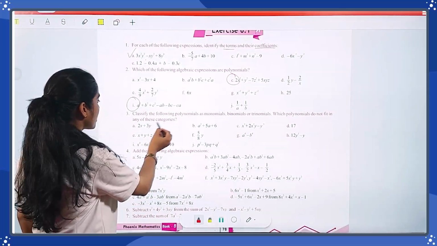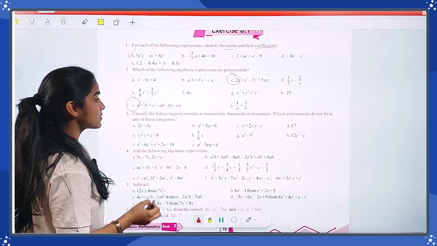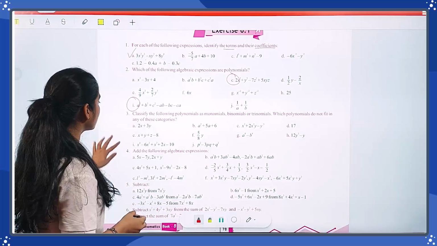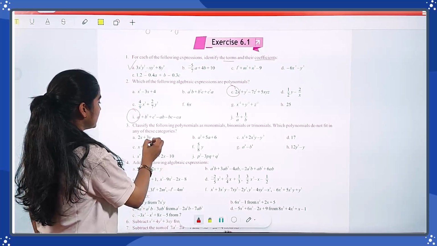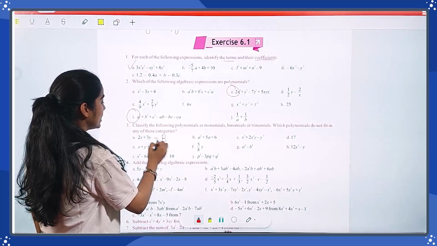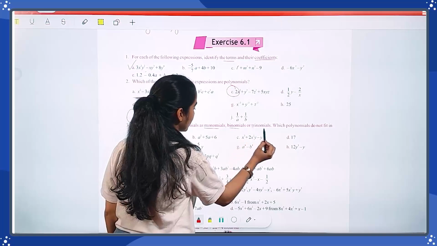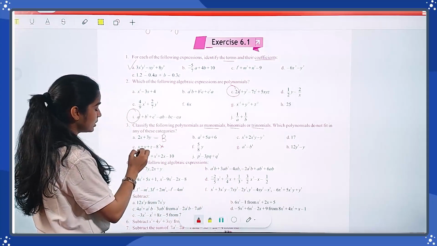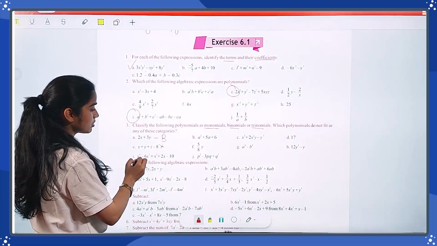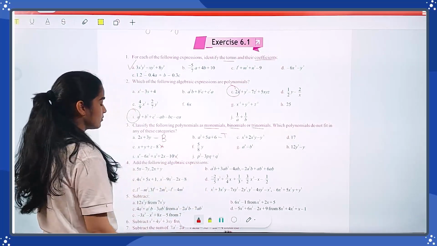Okay, now classify the following polynomials as monomials, binomials or trinomials. Which polynomials do not fit in any of these categories? This one does not fit into any category because we are focusing on mono, bi and tri, and this is more than 3. Okay, this is also more than 3. This is a trinomial. In that way you have to solve the rest of the questions.